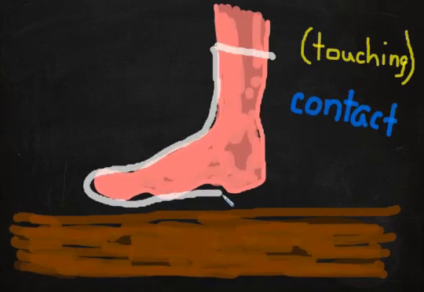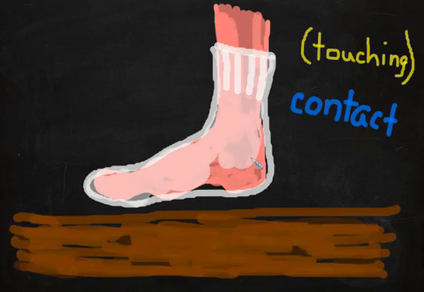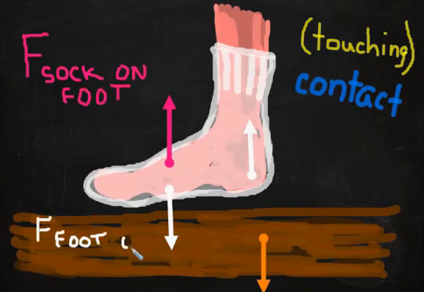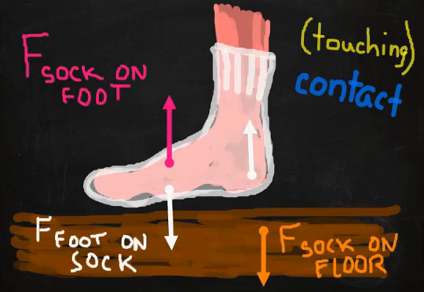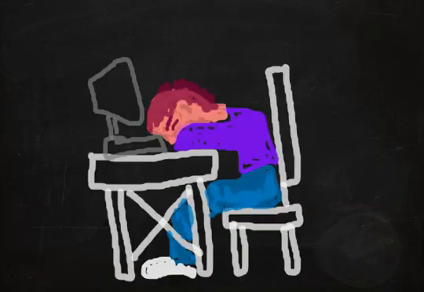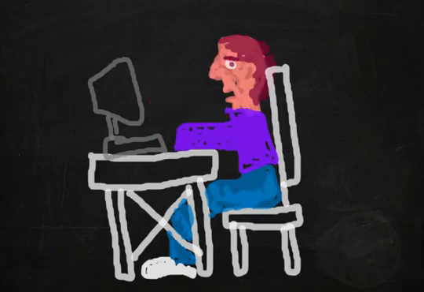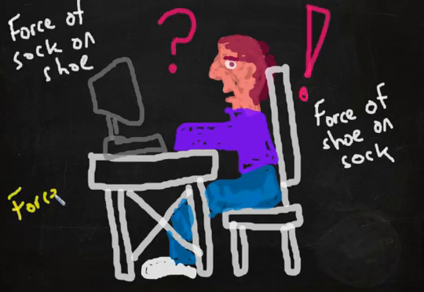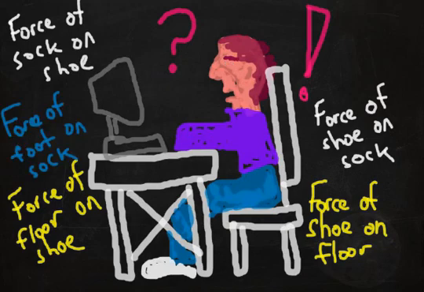Well, maybe you are wearing socks, so your feet are in contact with your socks, and your socks are in contact with your feet. But your socks are also in contact with the floor, and the floor is in contact with your socks. But you get the idea. It gets a bit more complicated if you are wearing shoes around your socks. Let's just say there are a lot of contact forces going on to actually push you out of your seat.